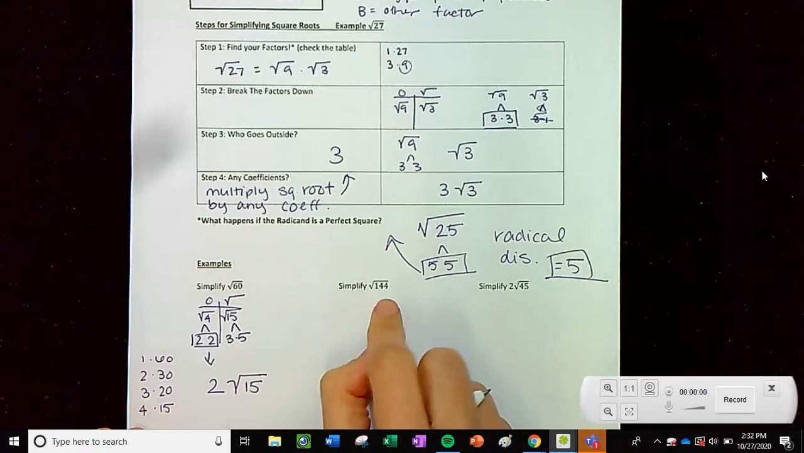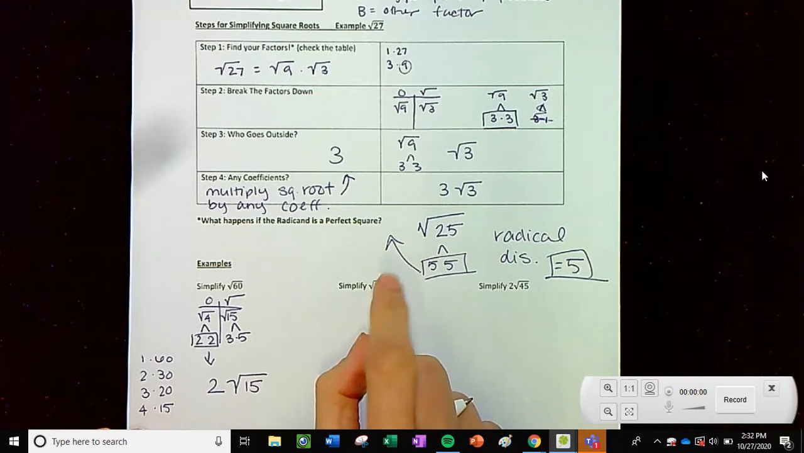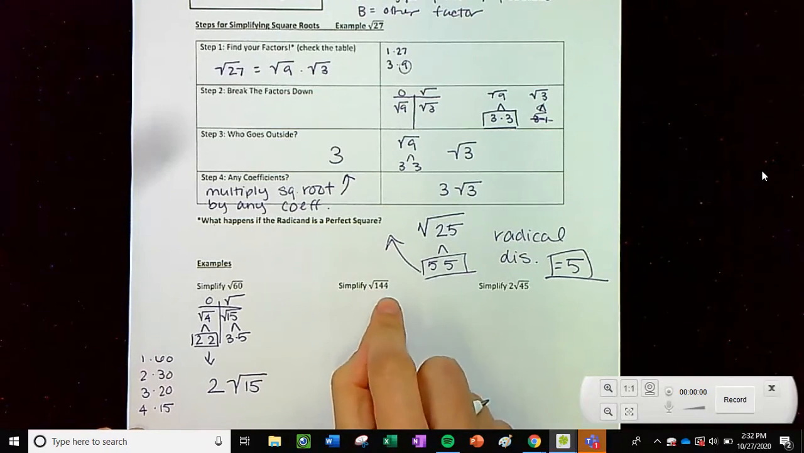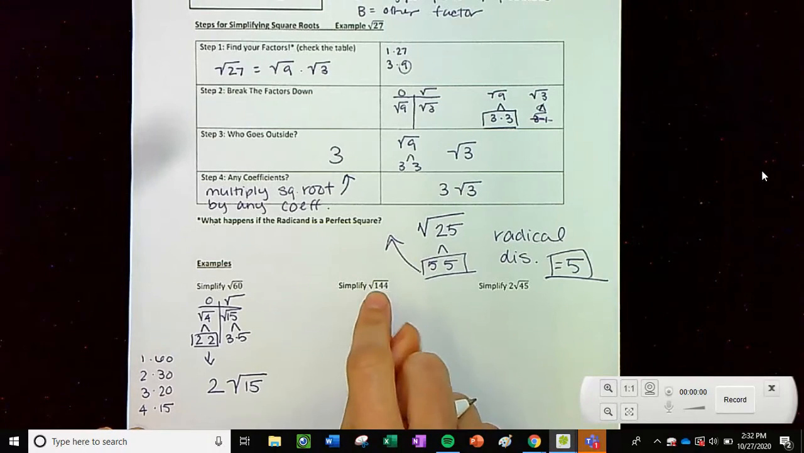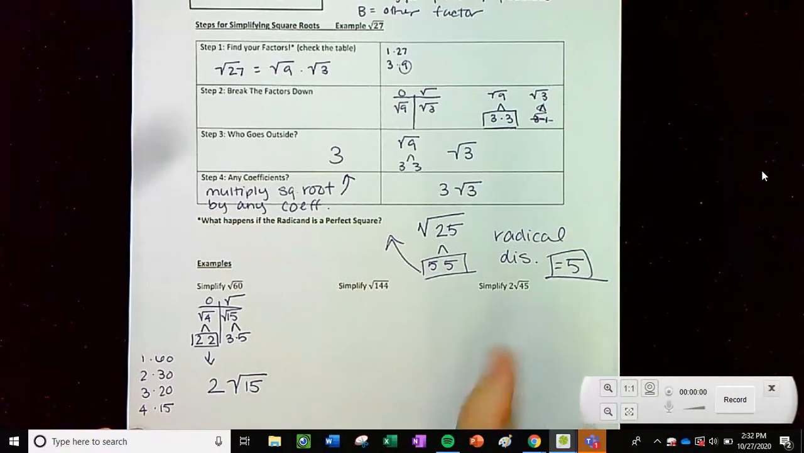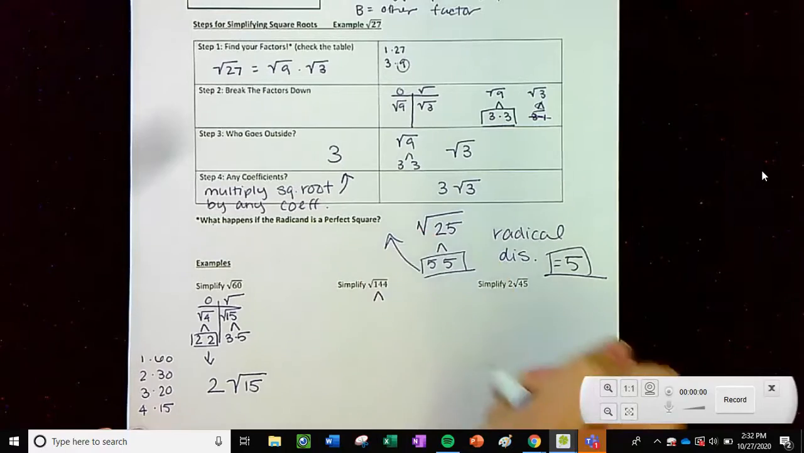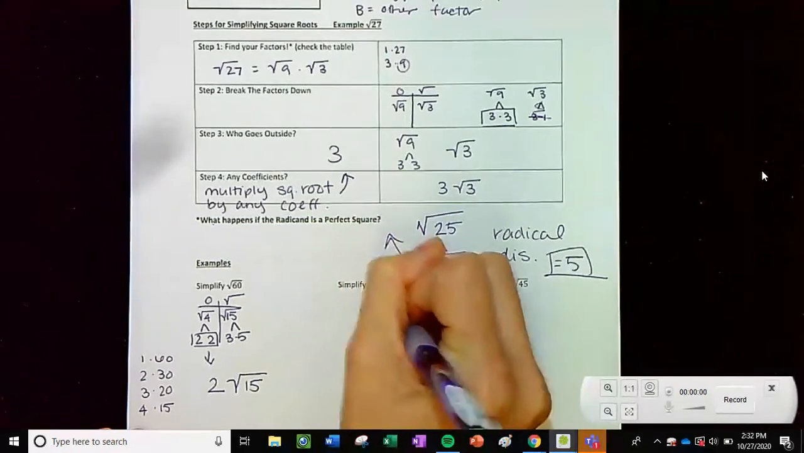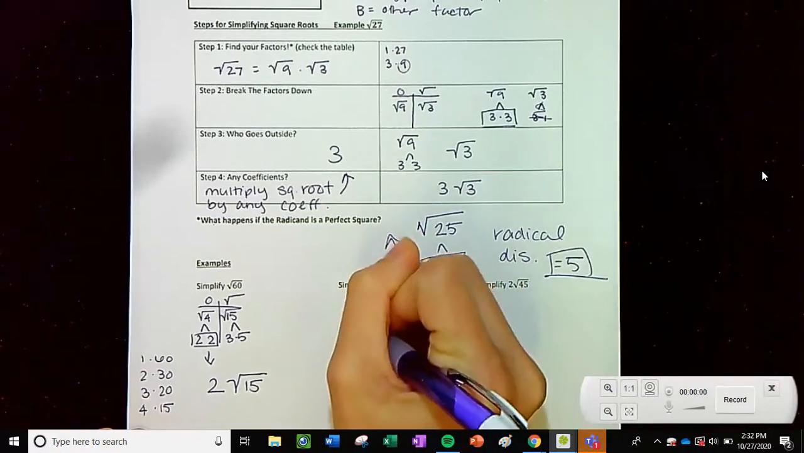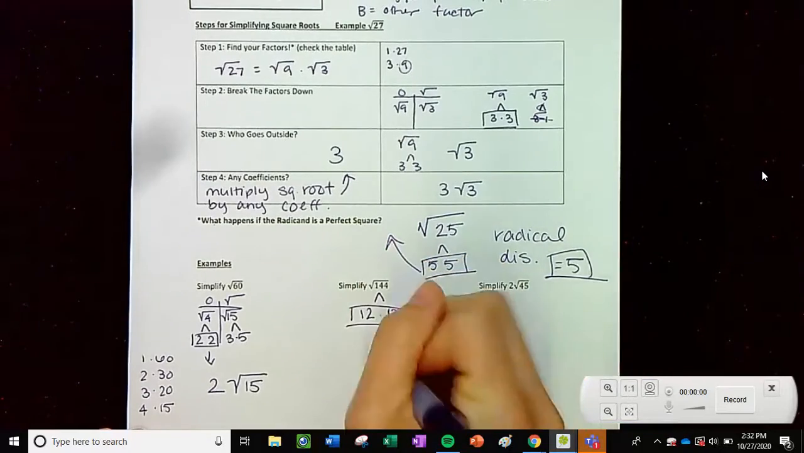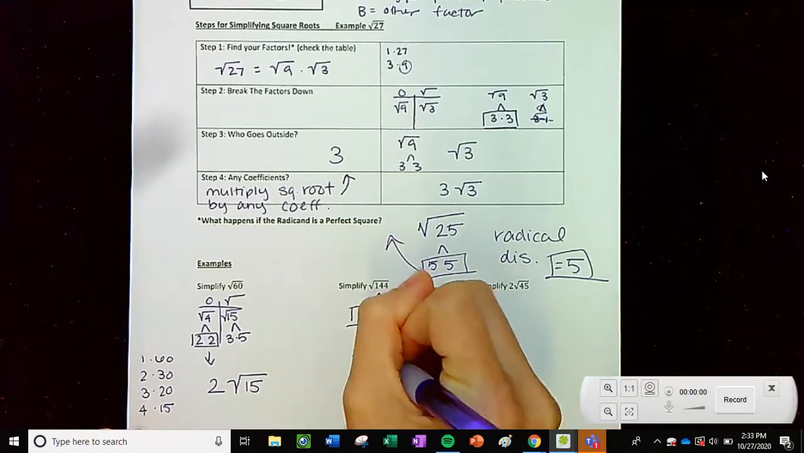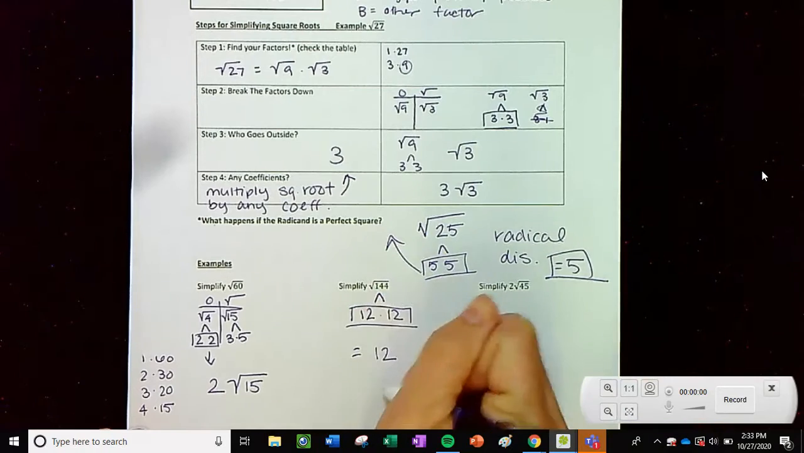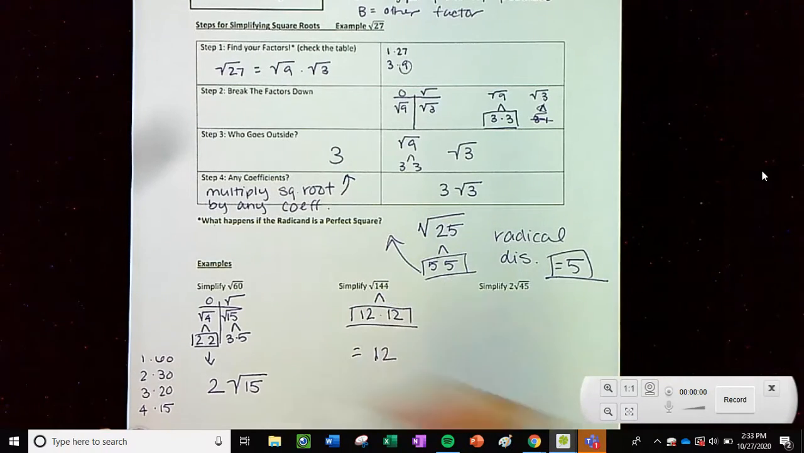All right, let's try 144. Check your table. Is 144 a perfect square? Yes, it is. And we can break it down to the two matching factors of 12 and 12, which means that 12 is the square root of 144. There is nothing left inside the radical, so the radical disappears, and our answer is just 12.